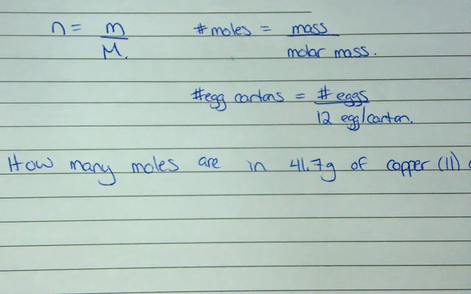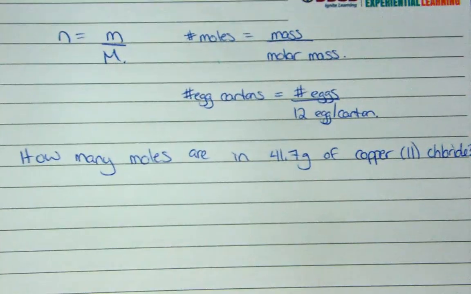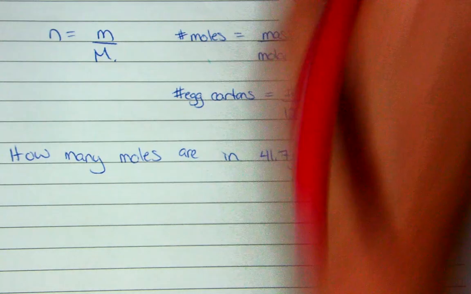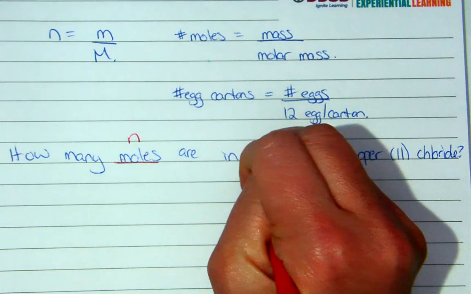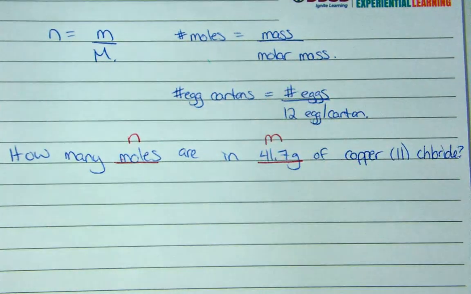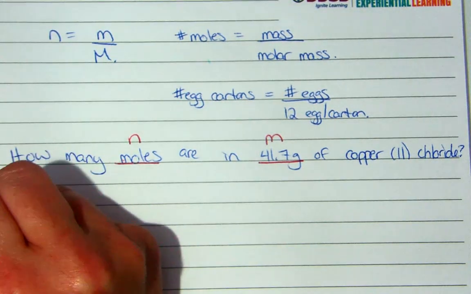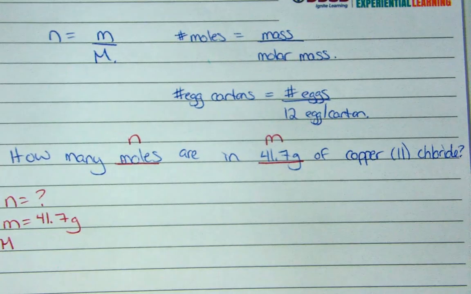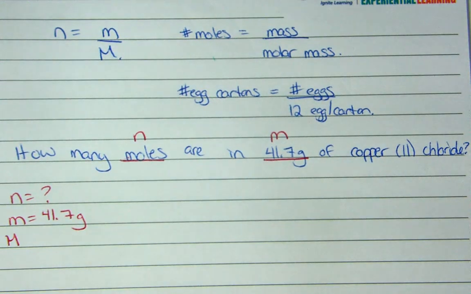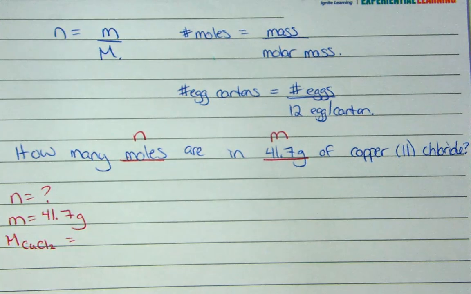So what are we being asked here? Let's figure it out right off the bat. How many moles? That's what we're being asked for, so we're being asked to find lowercase n. We have been given the mass of the sample, so that's lowercase m. n is unknown. Our mass is 41.7 grams. And our uppercase M, our molar mass, we need to calculate. So that's for CuCl2, and I'll calculate it right here.